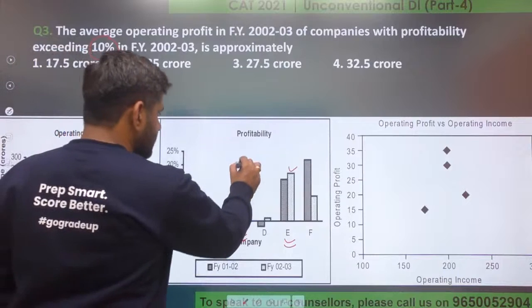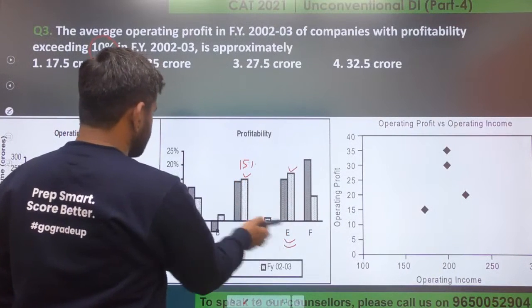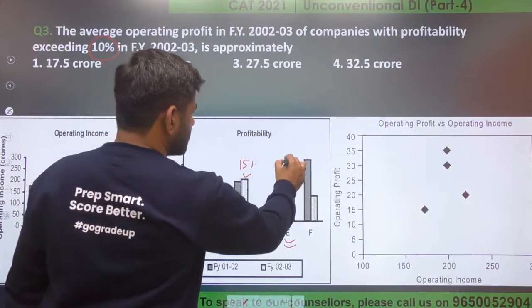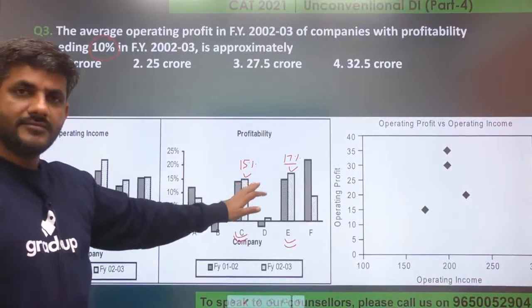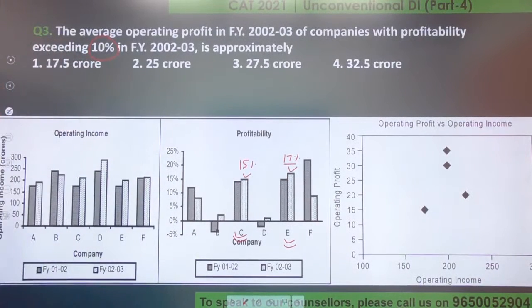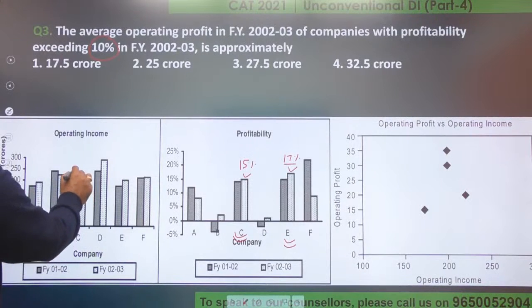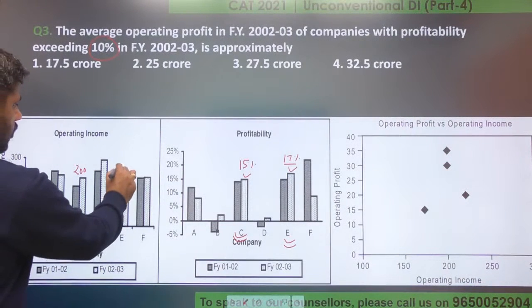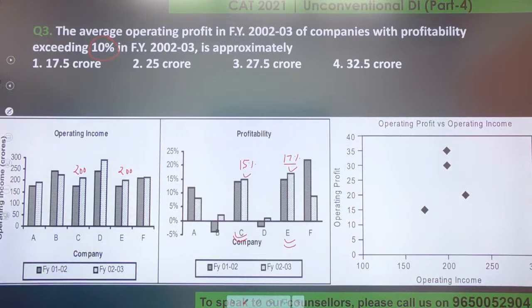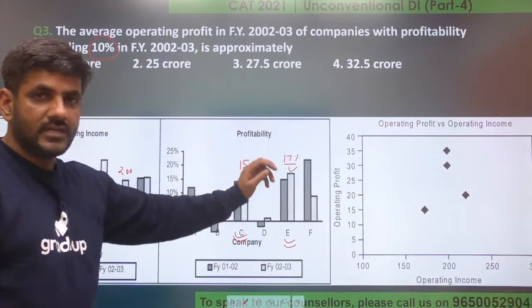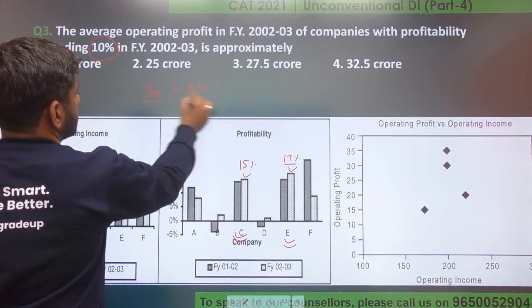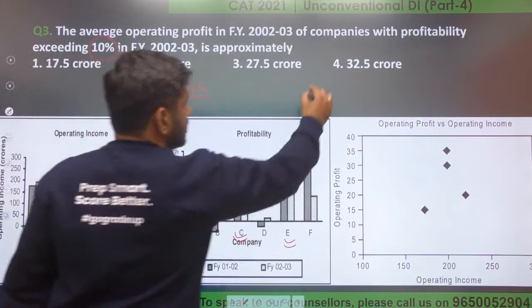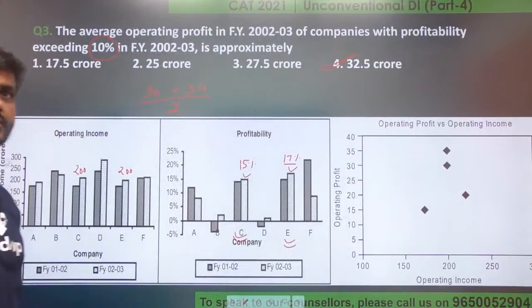And for C it is approximately 15%. And for E it is more than 15%. 15 या 20 के बीच में 17.5. Let's take approximately 17%. Now their incomes: income of C is approximately 200, income of E is also the same, approximately 200. So 15% or 17% of 200 are 30 and 34. The average of 30 and 34 will be very close to 32. So the answer for this question would be option 4, which is 32.5.